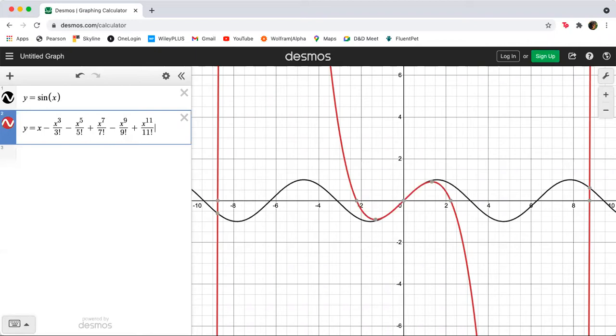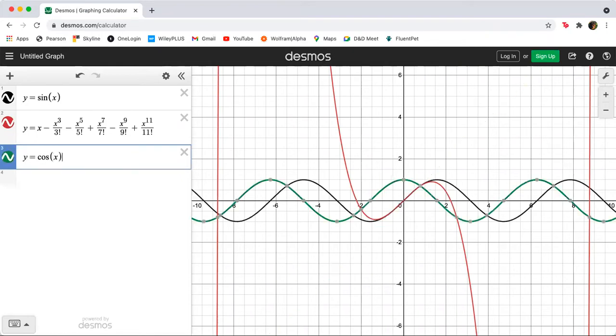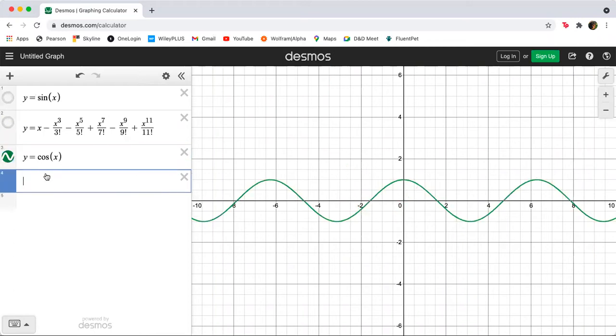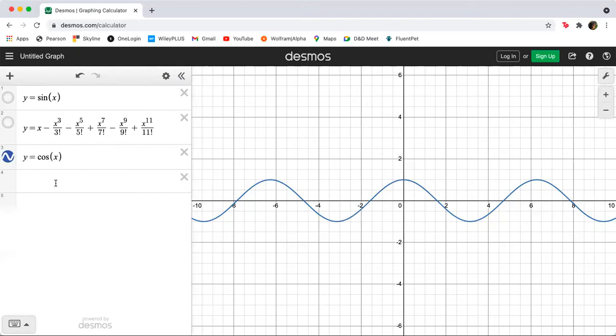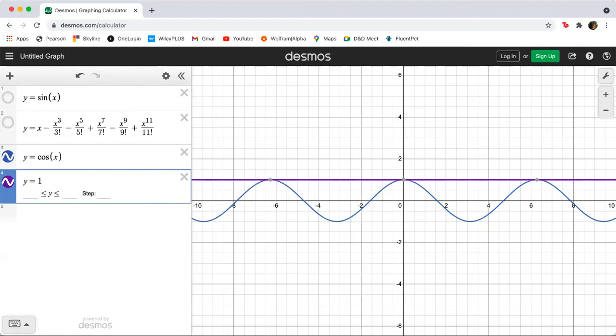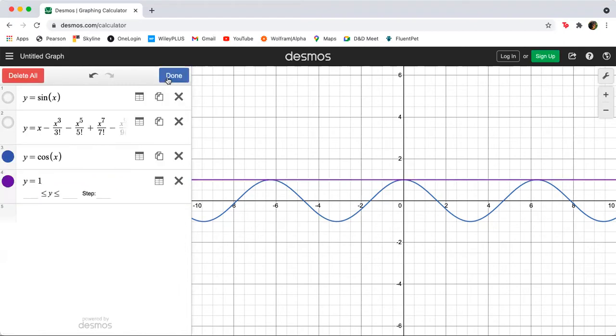I said you also need to know the Taylor series for cosine. And we have a bit of an advantage here. Turn off these, but keep them visible. We notice that the cosine is the derivative of the sine. So I'm just going to take the derivative of my Taylor polynomial. So the derivative of x is 1. There's the 0th degree Taylor polynomial approximation.